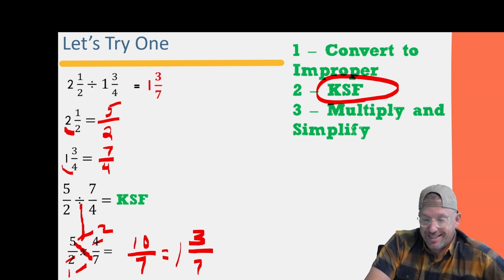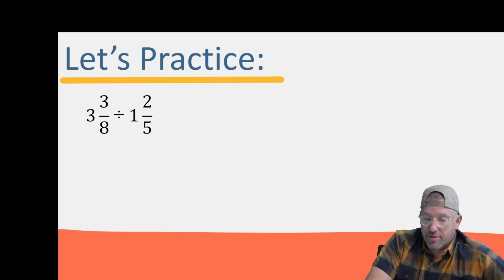It's 1 3/7. Pretty cool, right? It's the same thing, right? It's the same thing. So let's just try this one. 3 3/8 divided by 1 2/5.